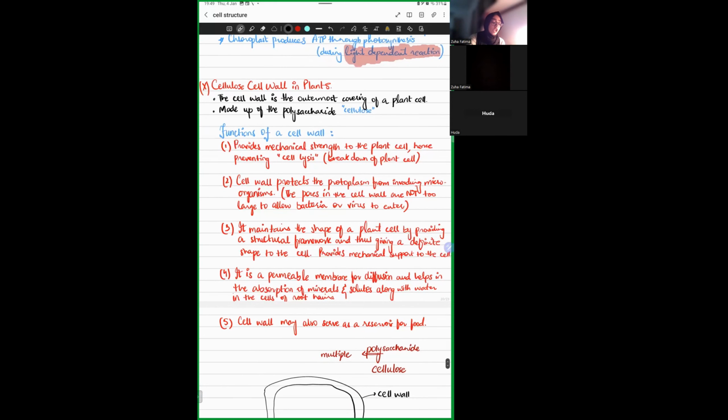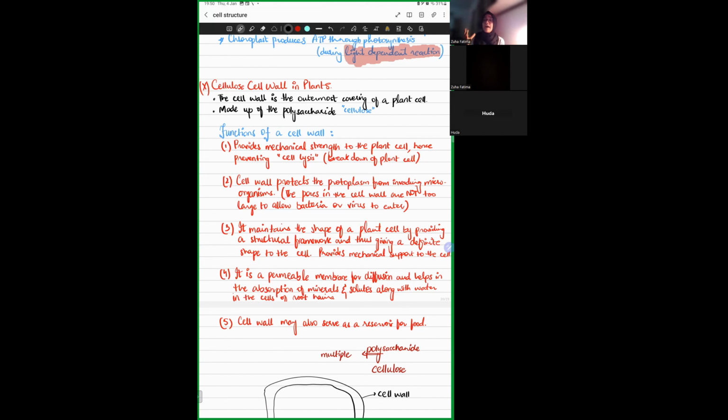Then third, it maintains the shape of a plant cell by providing a structural framework and thus giving a definite shape to the cell, and provides mechanical support. So this again links us back to the idea of high tensile strength of cellulose fiber. आपका जो framework होता है, whenever a building is being made, if the foundation, the structure, the base of that building is strong enough, then that building can easily stand on it. But if the foundation or the framework of that building is not strong enough, that building is unable to stand.